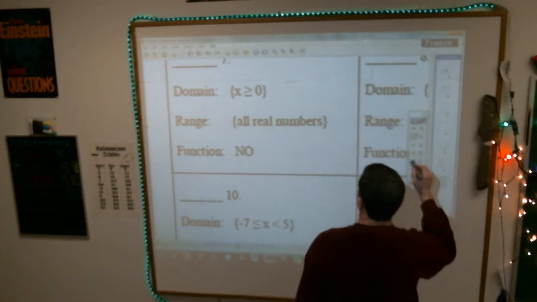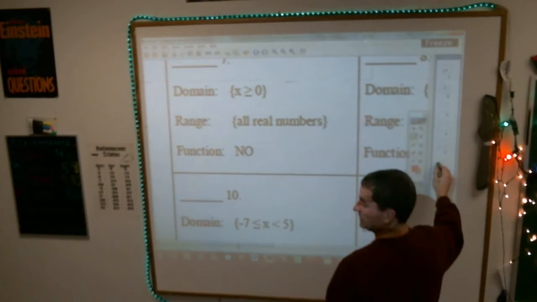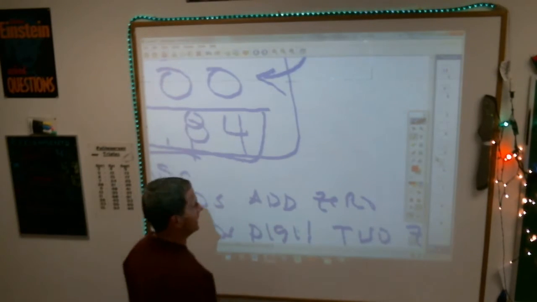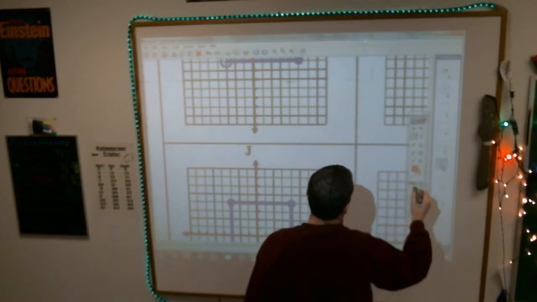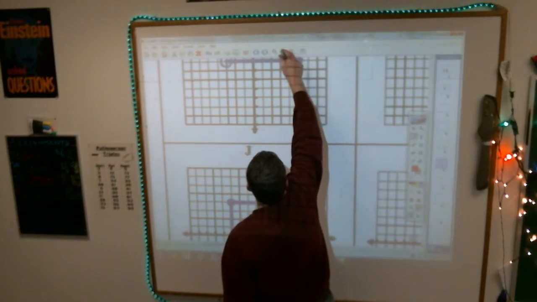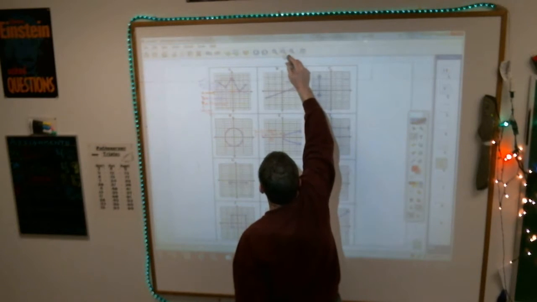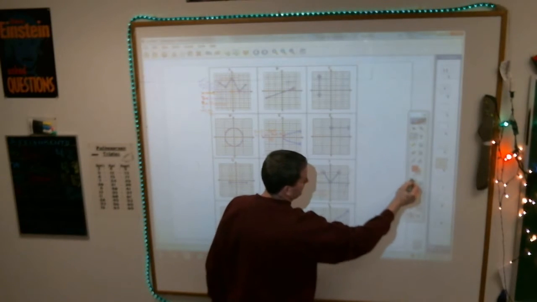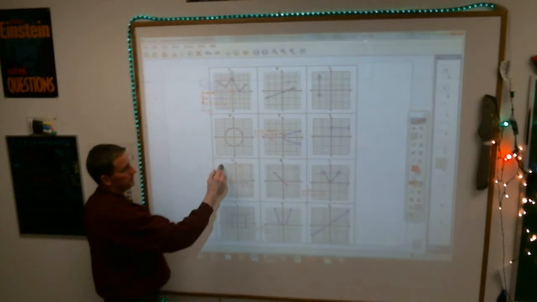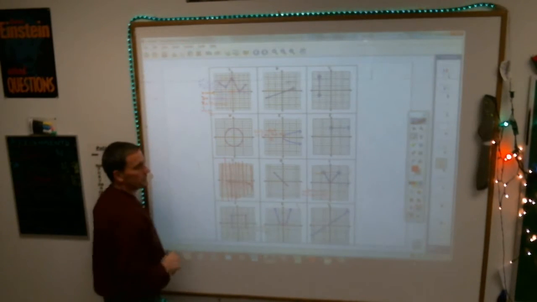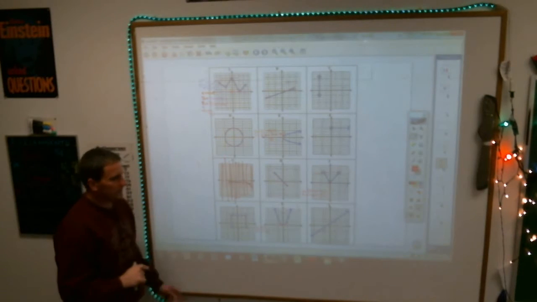Here's the deal. Whether it's a function, yes or no, you'll remember this, I think, from last year. It's called the function line test, or the vertical line test. Do you remember that? Something is a function if, in order to test to see if something's a function, you draw vertical lines all the way through your graph. If the line does not cross any vertical line more than once, it is a function.